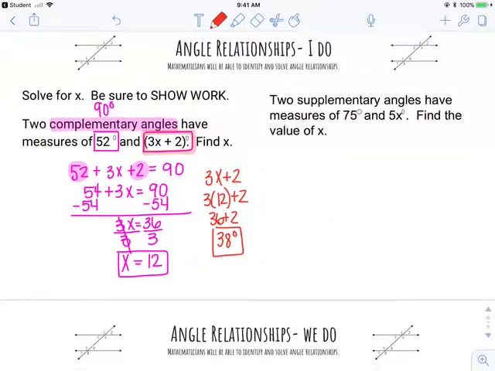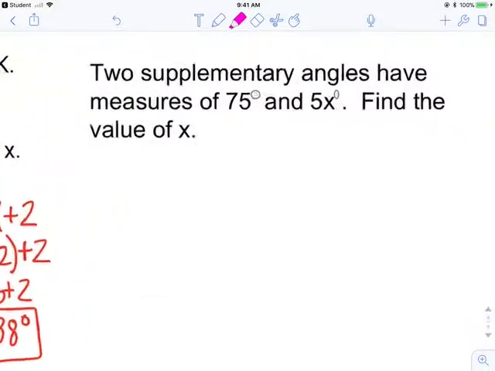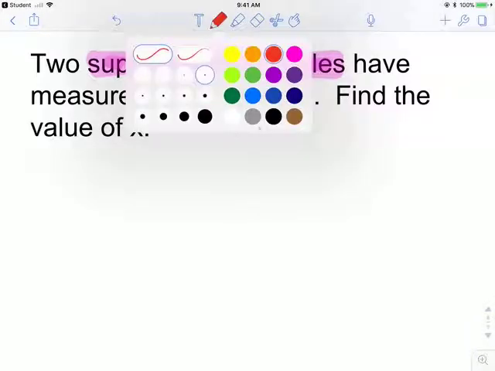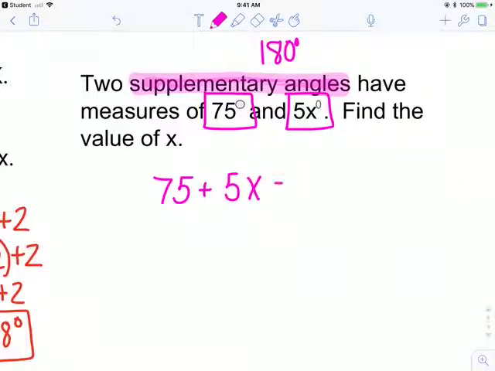So what is the difference between complementary and supplementary? It's just the degree measurements. Two supplementary angles have to be set equal to 180 degrees. So it's like you're doing the same exact type of work, it's just you have to know the difference between the two angle measures. So I'm still looking at 75 and 5x, and I'm putting them together, just like I did with complementary, but instead of setting them to 90, it's set equal to 180.